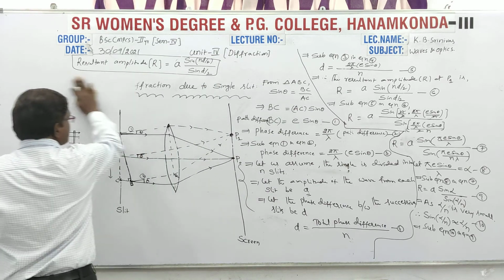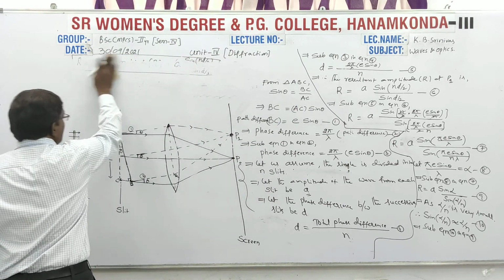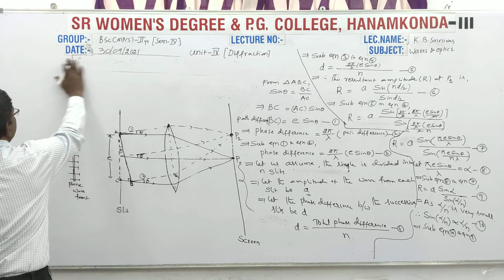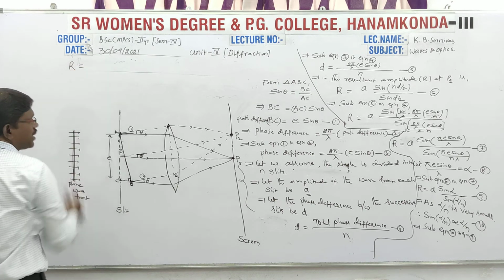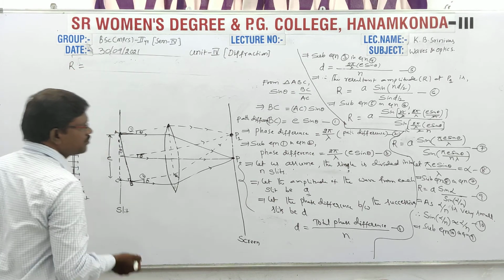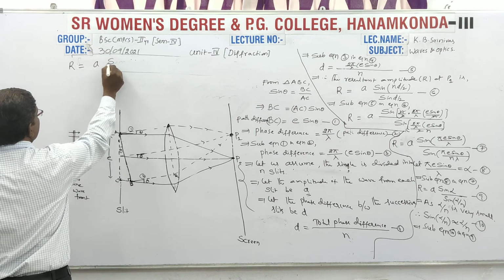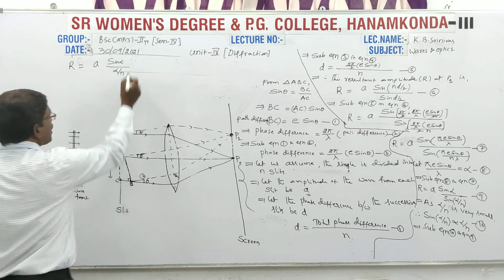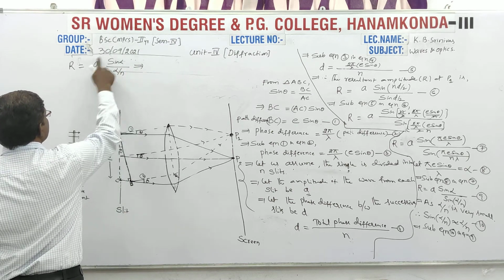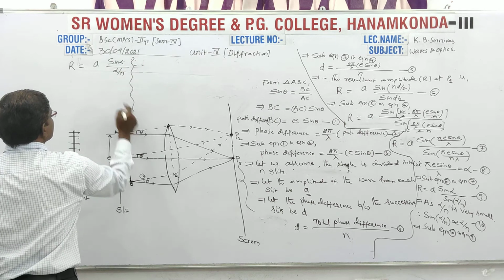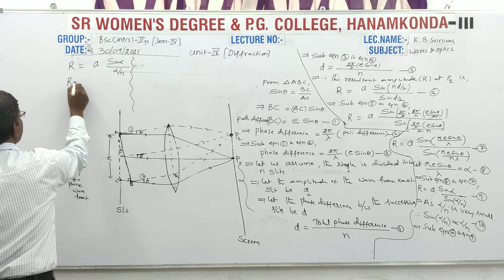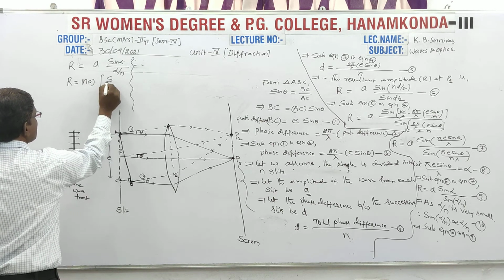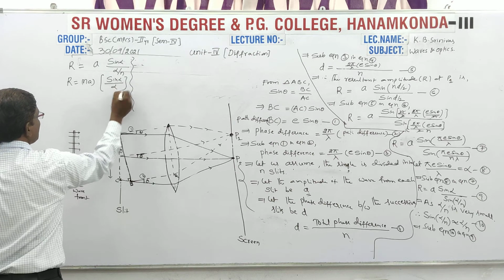So the final expression, the resultant amplitude at P1, will be R is equal to A sin alpha whole divided by alpha by n. This also can be written as n goes into the numerator and multiplies it, so it becomes NA into sin alpha whole divided by alpha.